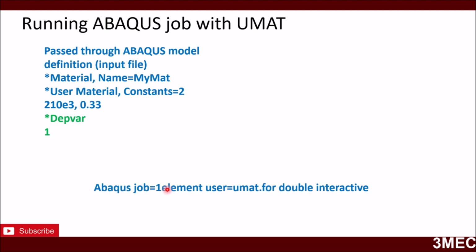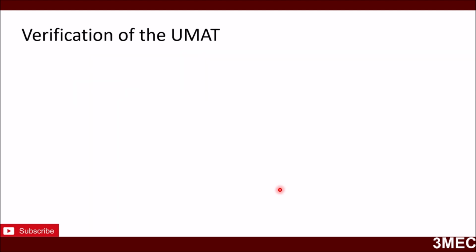So it's abaqus job equals the name of the input file, user equals the name of the user material subroutine. I always use double precision to avoid any issues with the numbers, and then interactive mode. This will show you on the screen in the command prompt if there are any compilation issues or other errors during the run. Once you have run that, you will get an ODB file and you can post process the data as you do for a normal ABAQUS file. So I hope this makes sense.